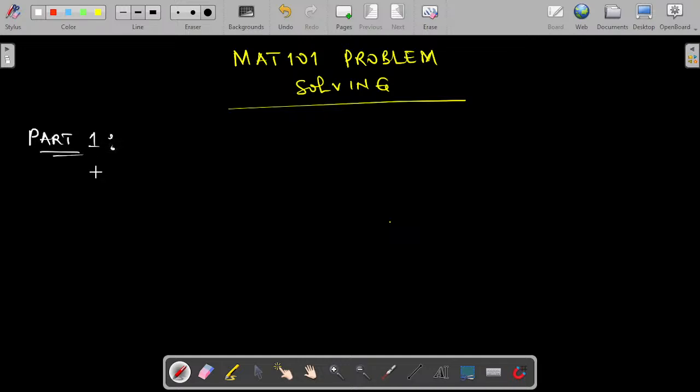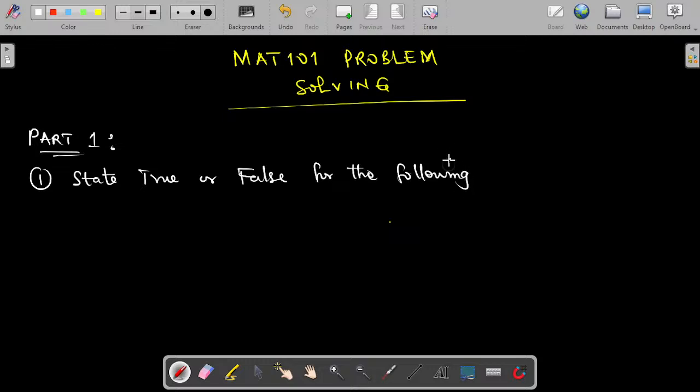Right, so the first question in part 1 says state true or false in the following questions. So we want to state whether what we have is true or false for the following statements. All right, and what are the statements that we have? Okay, so we're going to look at them quickly.